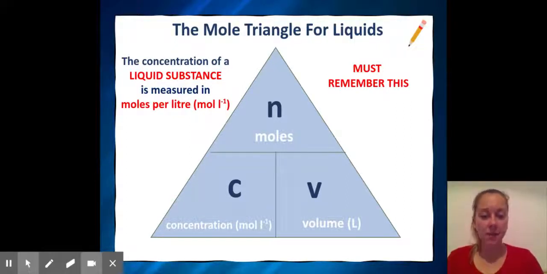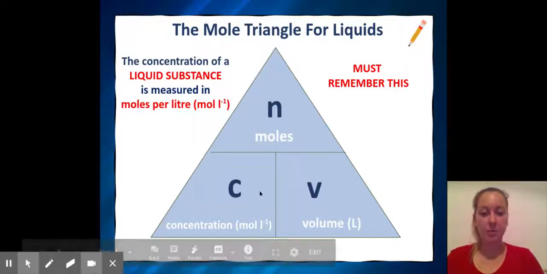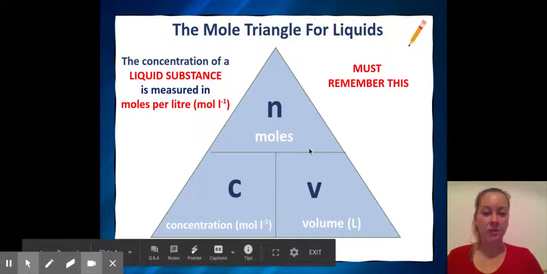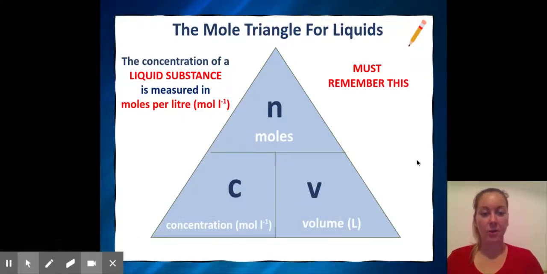That makes sense because if we were to try and find the concentration and cover that up, we would end up with moles, so N divided by volume, which is V. Okay, so it's the number of moles in a litre, the concentration. You can remember this triangle. I like to remember it by saying chips for C, need vinegar, because I like vinegar on my chips. You can remember it however way you like, as long as you remember it.